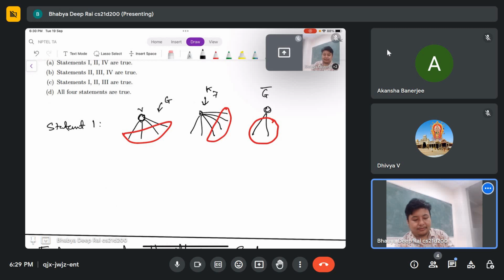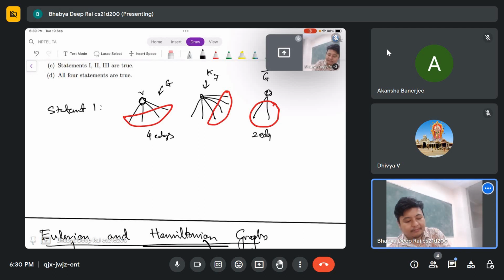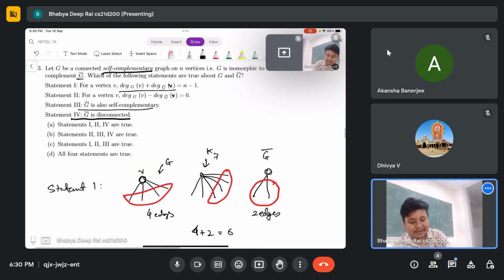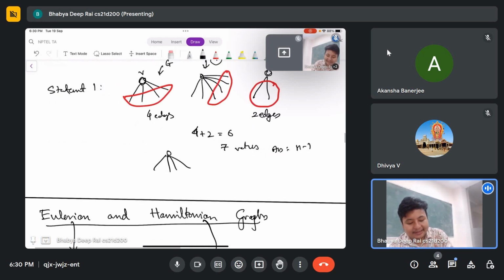Next, what are you saying? You are adding up 4 and 2. There are 4 edges, there are 2 edges, and 4 plus 2 equals 6. Therefore, since there were 7 vertices in the beginning, n minus 1 should be true. The other way of looking at it is, any vertex will have at most n minus 1 degree, the maximum degree it can have.